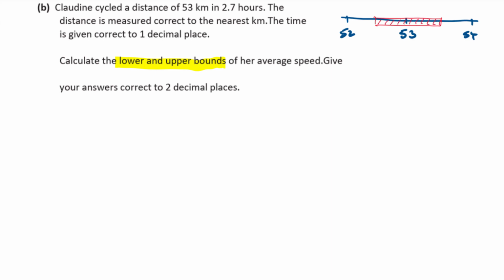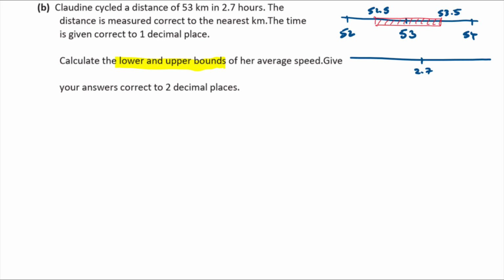So where are the bounds? Well, halfway between 52 and 53 is 52.5. And halfway between 53 and 54 is 53.5. Okay, so that's going to be the lower and upper bound for the distance. Going to do the same thing for the time. We've been given 2.7 hours to the nearest what?